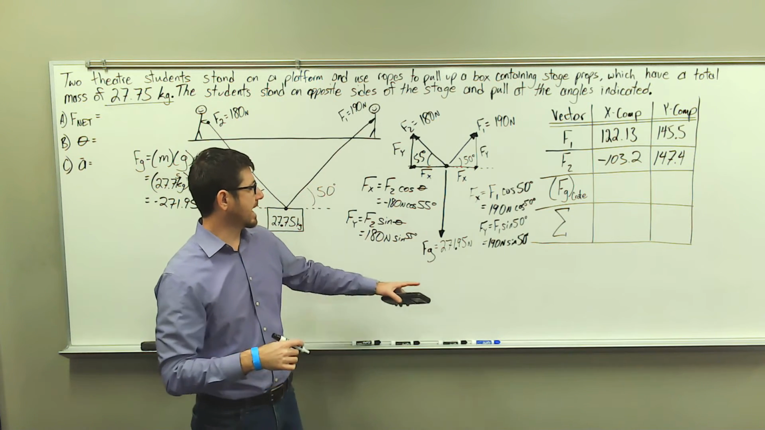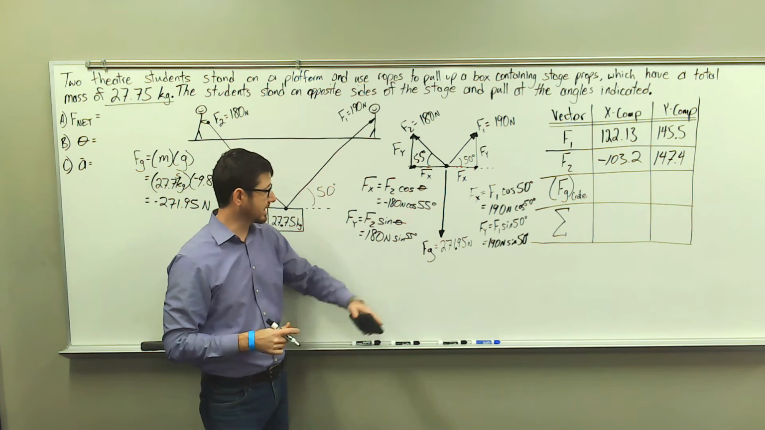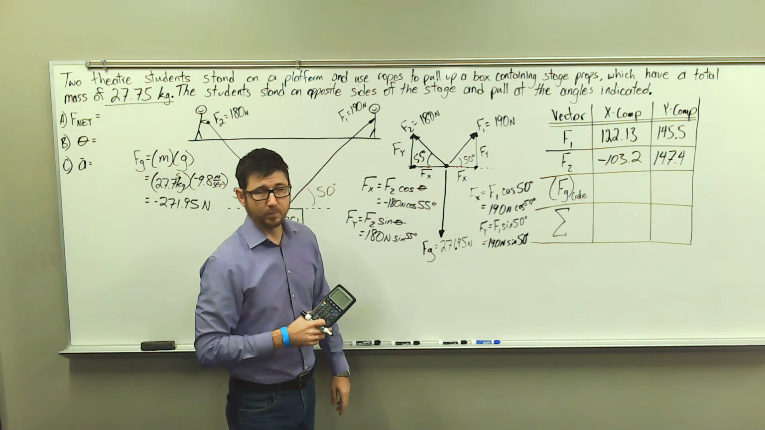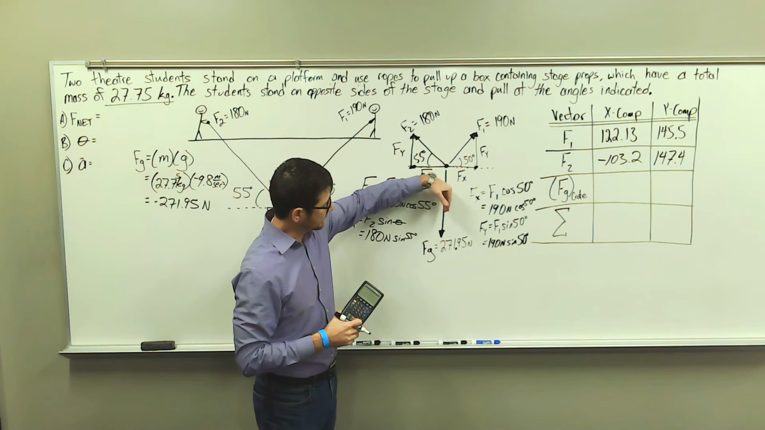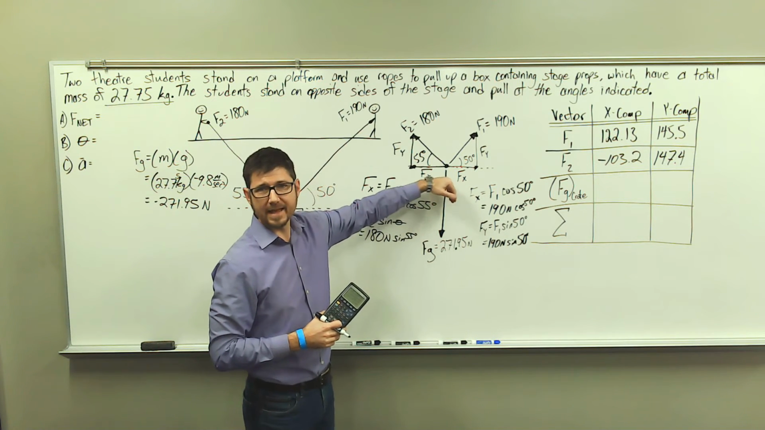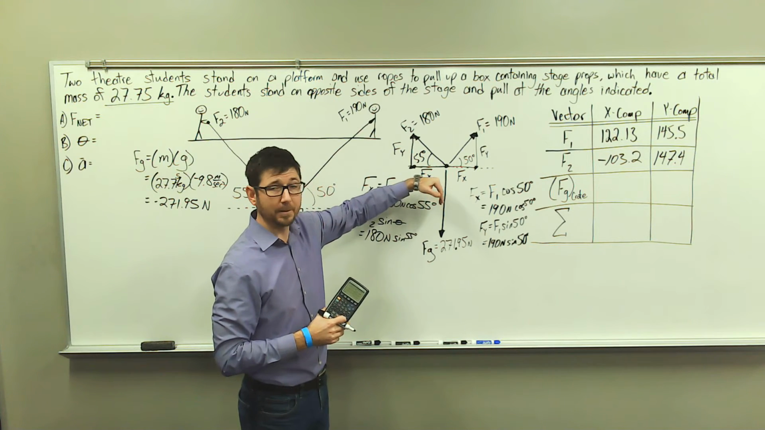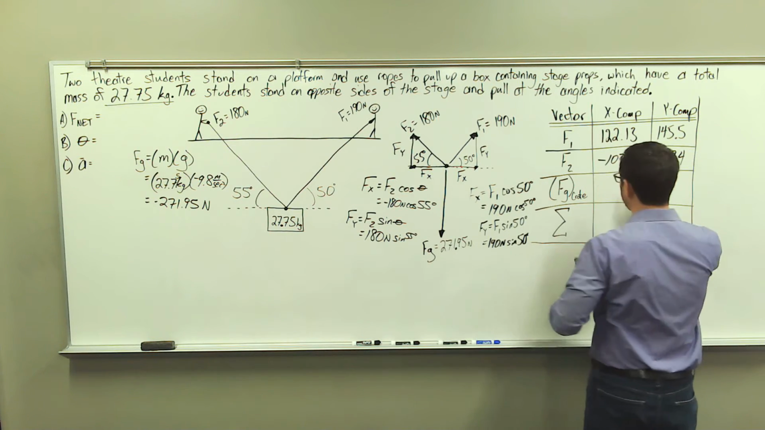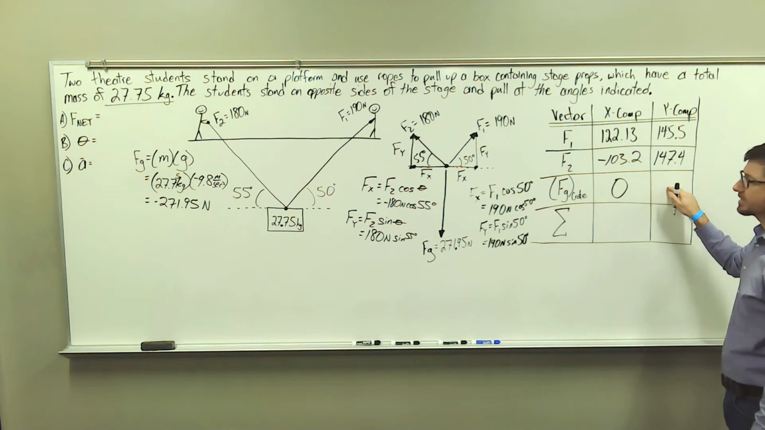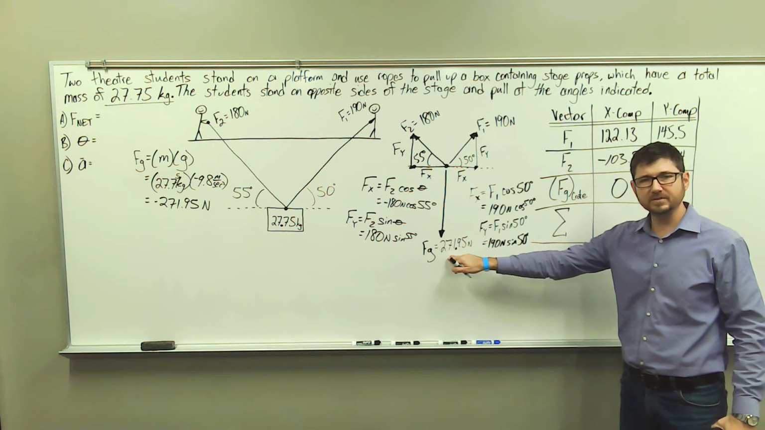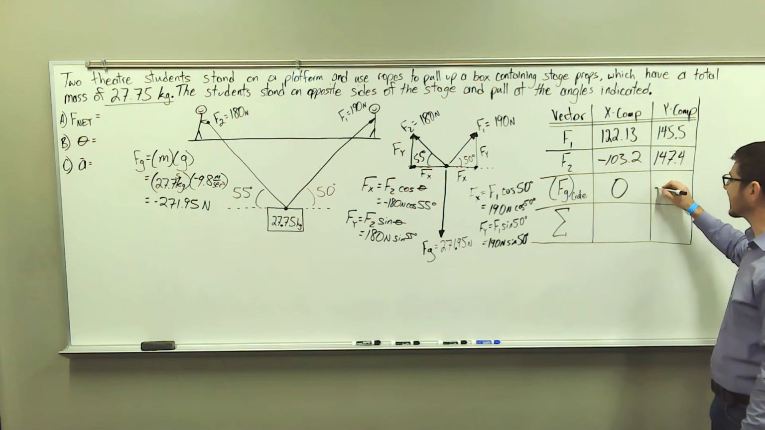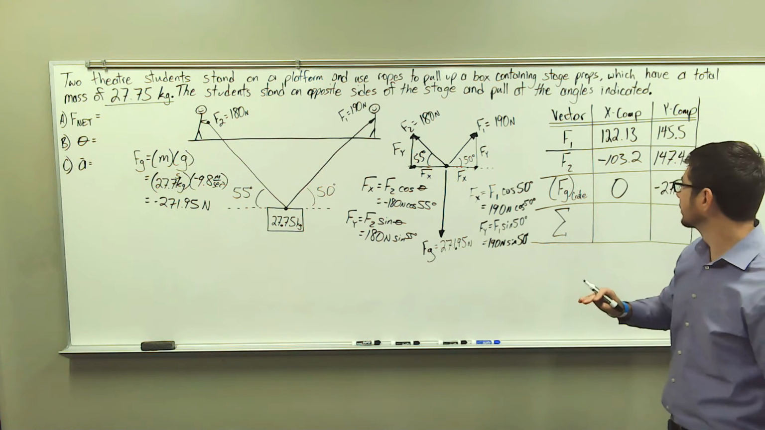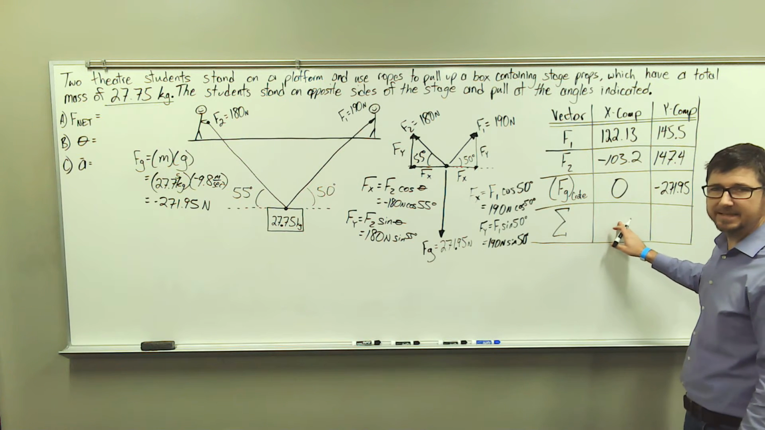Now let's take a look at the weight force due to gravity for the crate. Right here we have the weight force at 271.95 newtons. If we look at this vector, we know we have a pure y component vector. There's no x component. Right here, x component is 0. Y component is, I'm sorry, negative 271.95 newtons. Now, we need to go ahead and sum each column.